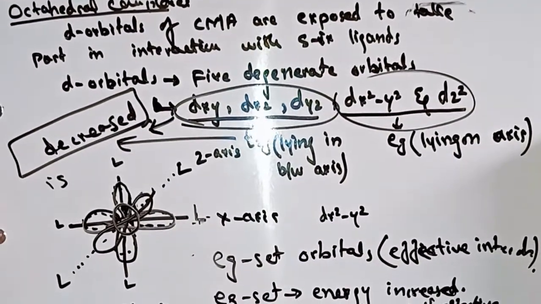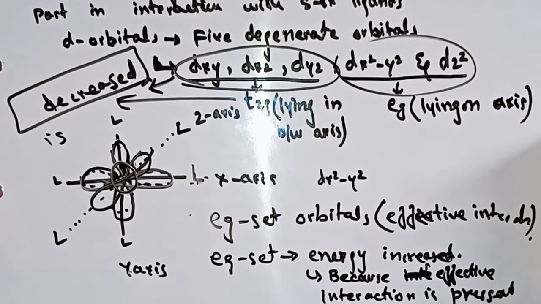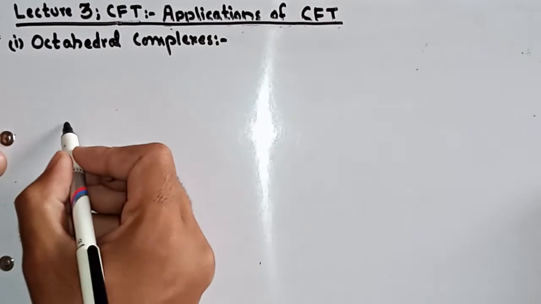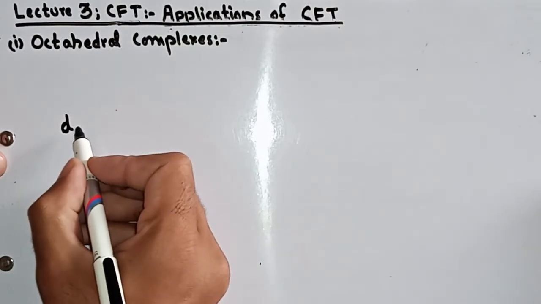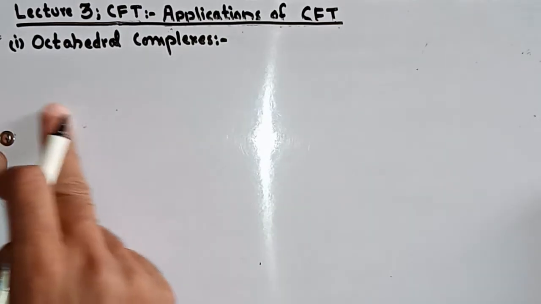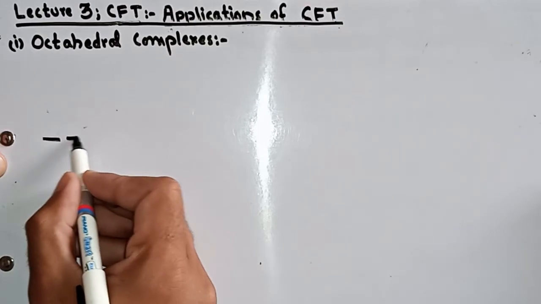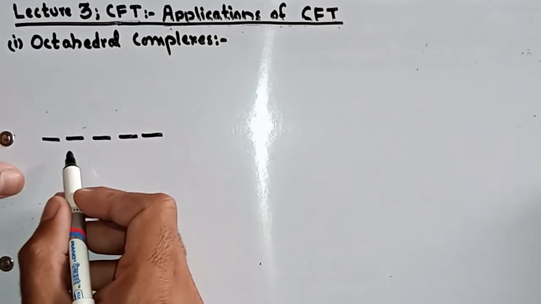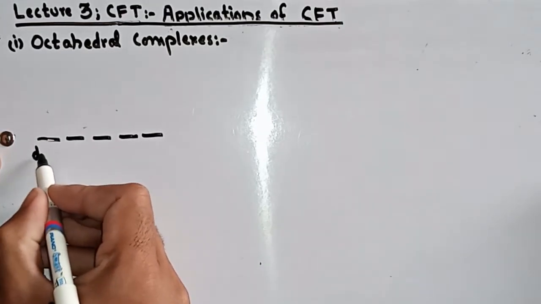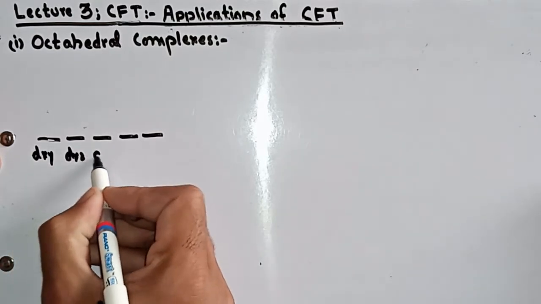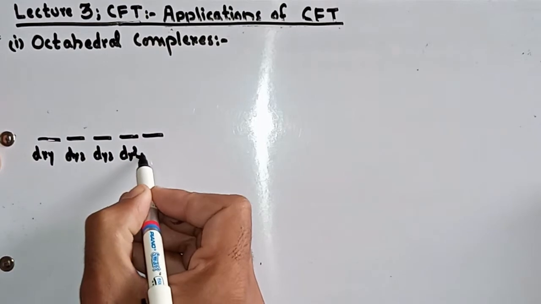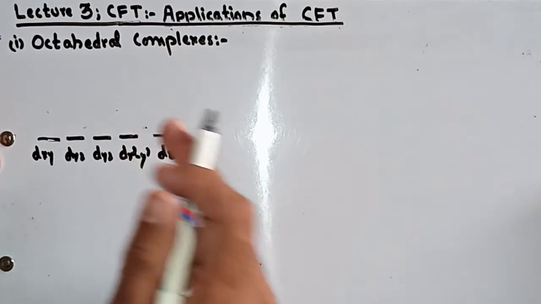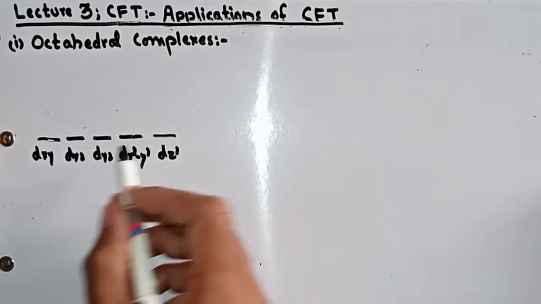So now I am going to clear the board. So let's see the d orbitals of the central metal atom. There are 5 degenerate d orbitals, all with the same energy, same shape, same symmetry. That is dxy, dxz, dyz, dx square minus y square, and dz square. These are the 5 orbitals.